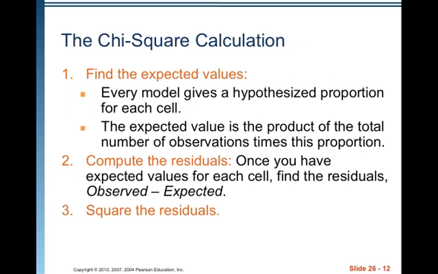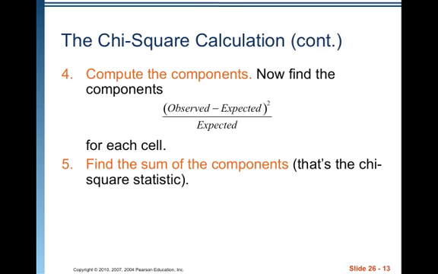Okay, so the first thing we do for the Chi-Sq calculation is find the expected values. Every model gives a hypothesized proportion for each cell. The expected value is the product of the total number of observations times this proportion. And then you want to compute the residuals. Once you have expected values for each cell, find the residuals, the observed minus expected, and then square the residuals.